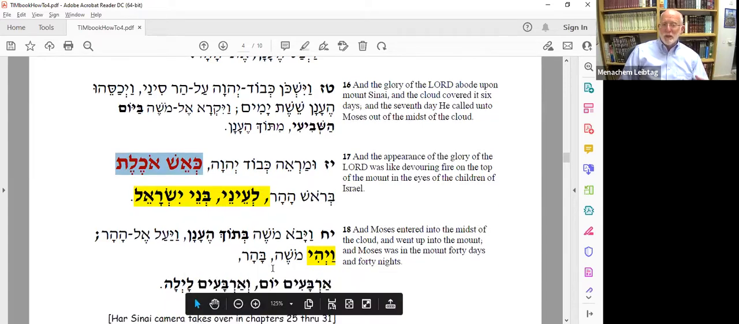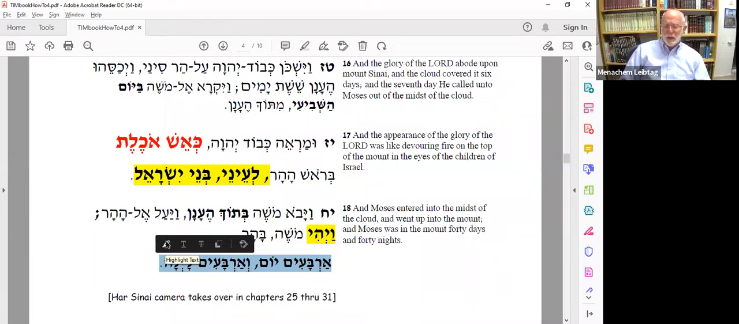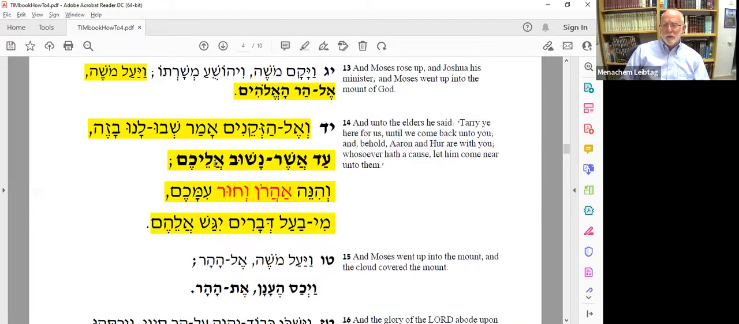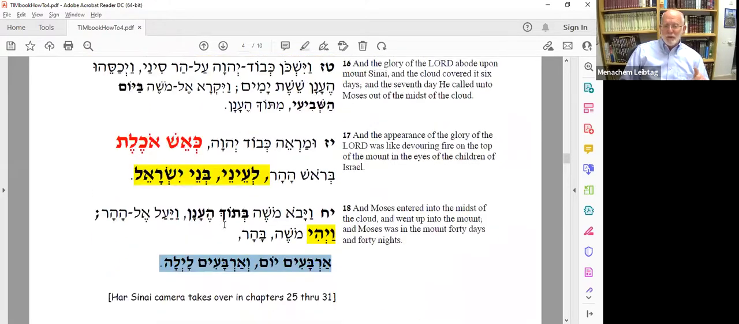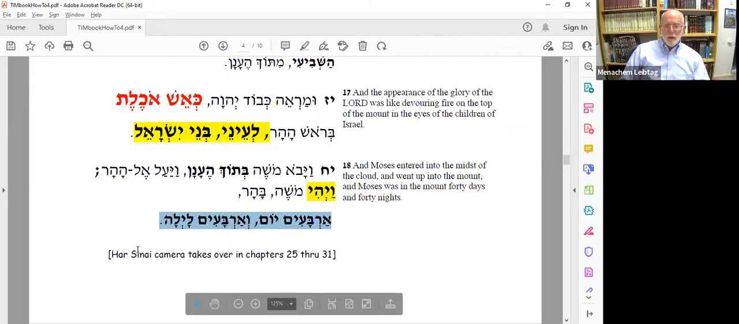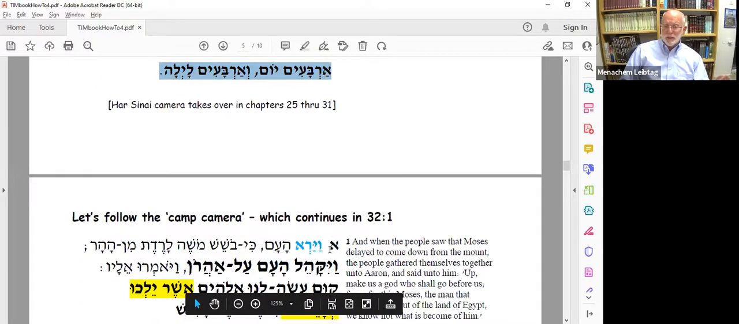Moshe goes into the Anan, and then Chumash tells the reader, Moshe was there 40 days and 40 nights, but in pshat, Moshe doesn't tell the people, I'll be down in 40 days. And God didn't tell Moshe, you'll be up for 40 days. And Moshe didn't tell Aaron how long he'd be gone. He says, I'm gone ad asher nashuv alechem, until we come back. Now, I want to point out two things. One is, in our previous year, we took the Har Sinai camera, and that took us through chapters 25 and 31. Therefore, from our point of view, the next pasuk, as far as the people are concerned, is chapter 32. And then the people see Moshe is delayed.